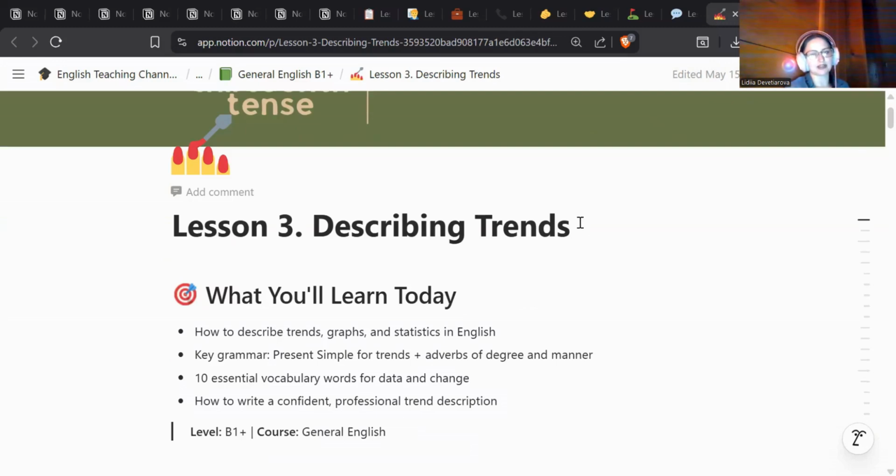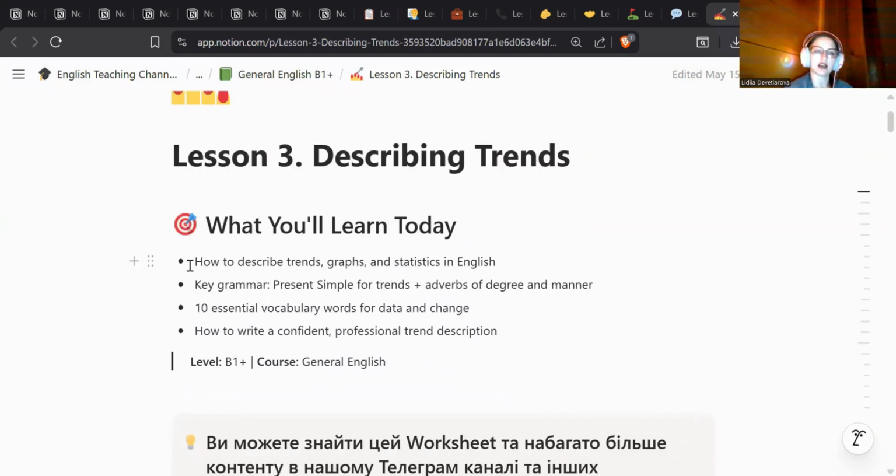And today we're talking about describing trends. What exactly are you going to learn today? How to describe trends, graphs, and statistics in English. And some key grammar, present simple for trends, adverbs of degree and manner. And of course, 10 essential vocabulary words for data and change, and how to write a confident professional trend description.